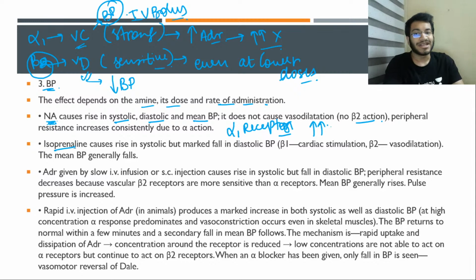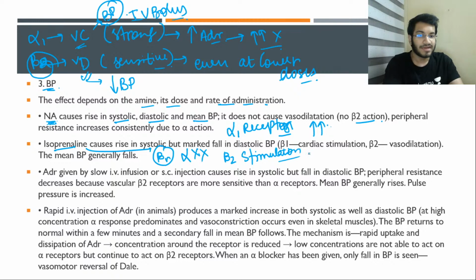Now comes isoprenaline. आइसोप्रेनालिन मैंने आपको याद कराया था कि ये सिर्फ बीटा रिसेप्टर को ही एक्टिवेट करता है, नो अल्फा स्टिमुलेशन. नाउ व्हाट विल हैपन? Isoprenaline will only be showing its action through beta 2 stimulation, right? So it will be causing fall in BP.